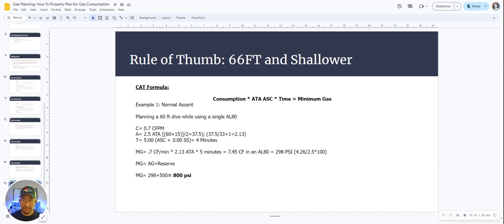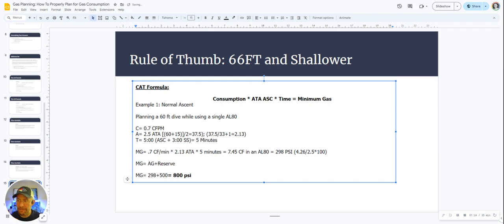And our ascent now is 5 minutes. Let me make a quick change here. Forgive me, bad math. So our ascent time is 5 minutes. That's 2 minutes for the actual ascending and 3 minutes for the actual stopping. So now 0.7 times the average ascent depth, which is 2.13 ATA, times 5 equals 7.45 cubic feet. In an aluminum 80, using the 2.5 tank factor we talked about earlier, that works out to 298 psi, which is 800 psi when you add it to your reserve.